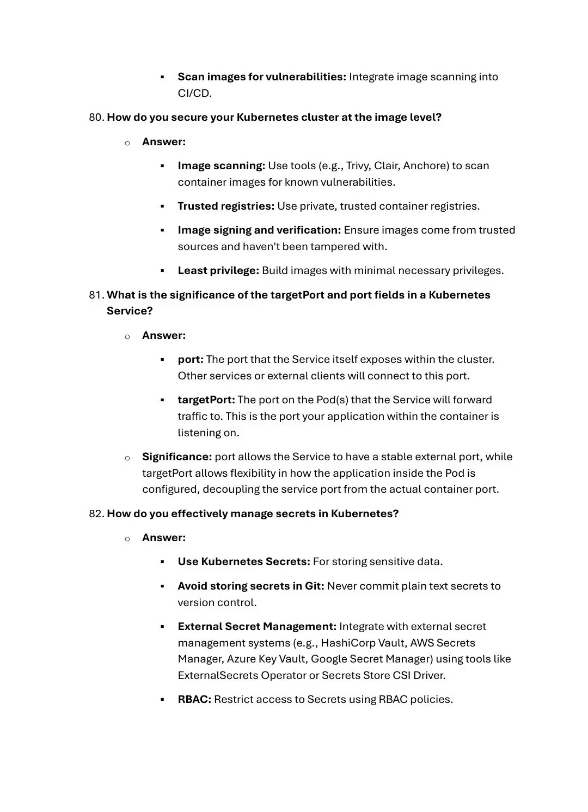82. How do you effectively manage secrets in Kubernetes? Answer. Kubernetes Secrets. For storing sensitive data. Avoid storing secrets in Git. Never commit plain text secrets to version control. External secret management. Integrate with external secret management systems, for example, HashiCorp Vault, AWS Secrets Manager, Azure Key Vault, Google Secret Manager, using tools like External Secrets Operator or Secret Store CSI Driver.